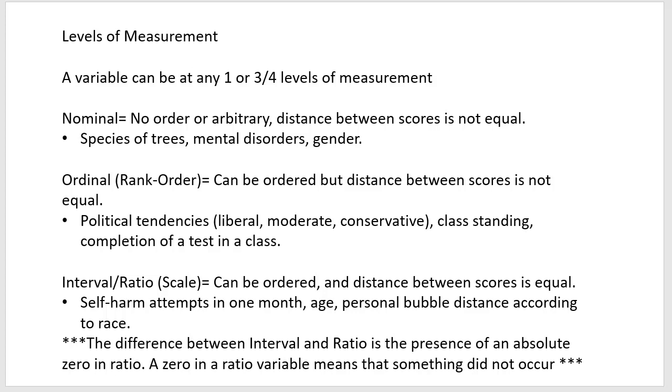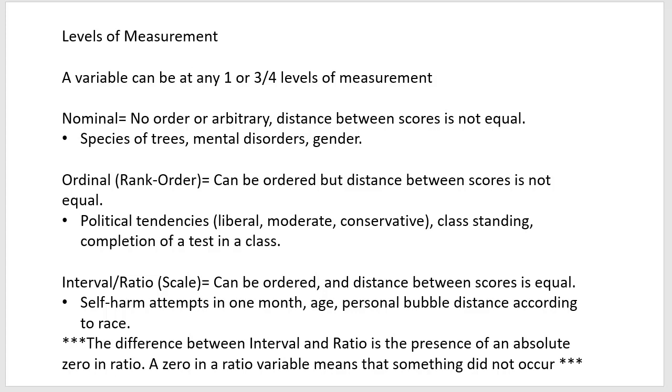So the number of self-harm attempts in 1 month, if we're counseling somebody, is interesting to know. We want to know how many there are, and we want to be able to say that they are doing so much better or so much worse, and that's based on the order of the numbers. So 5 is obviously more than 4, and the distance between them is equal. So the distance between 4 and 5 is the same as the distance between 9 and 10. So when you're talking about frequency of something, typically that's a scale variable.